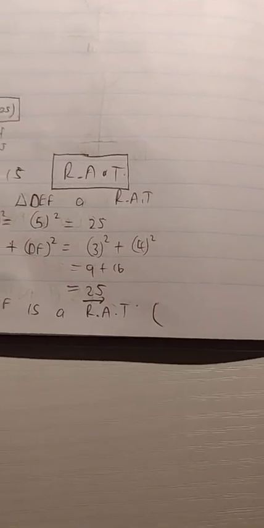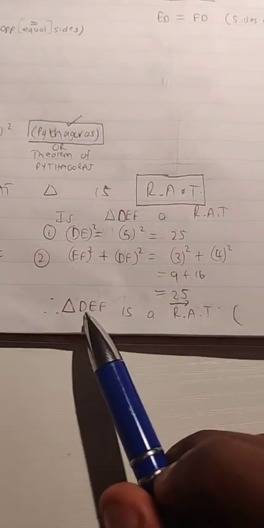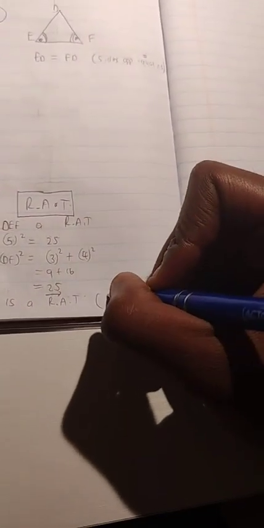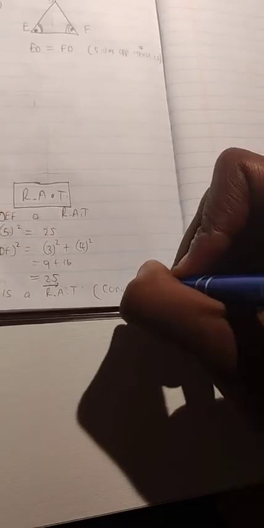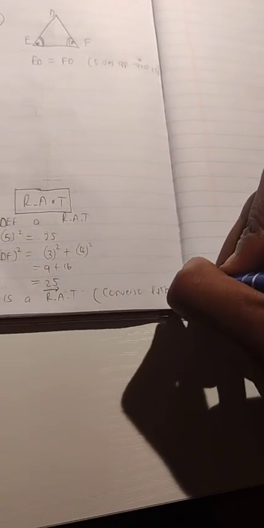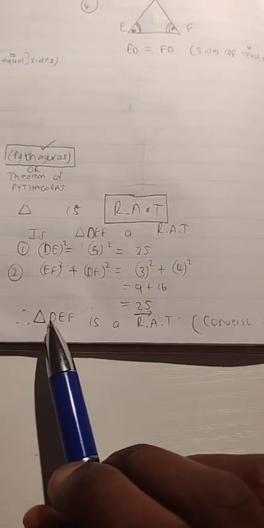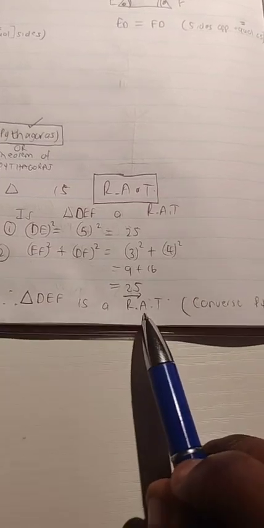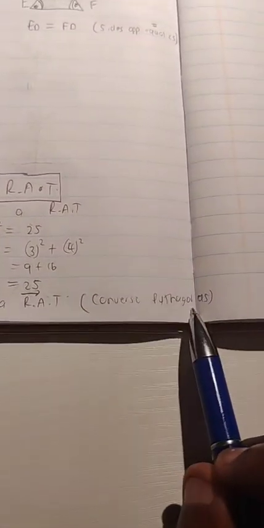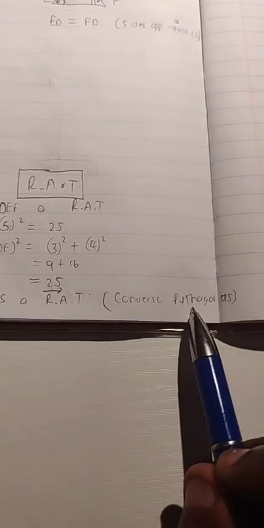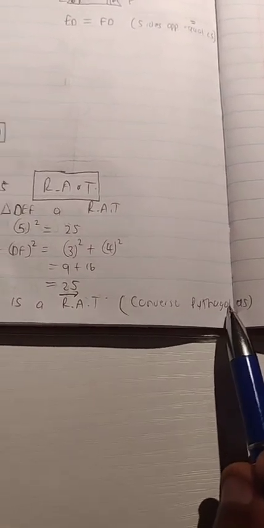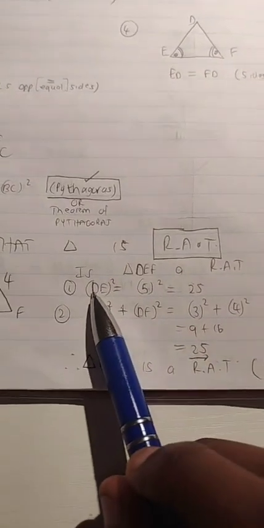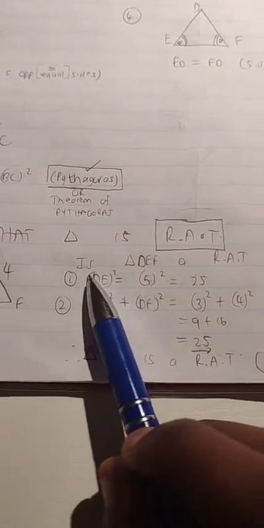No, beauty, you have to. When you conclude, you say triangle DEF is a right angle triangle. What is the reason? You say converse of Pythagoras. You write this as you conclude to state that triangle DEF is a right angle triangle. You must write the reason there: converse of Pythagoras. Because what you did is you took the longest side, as they asked.